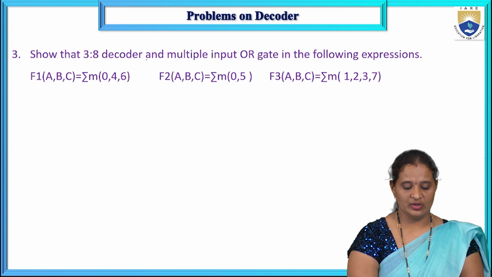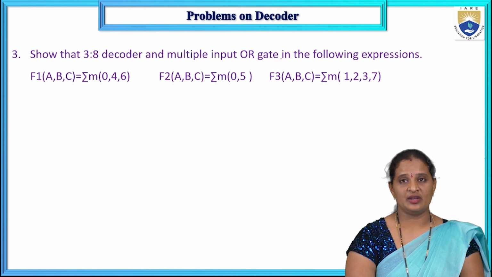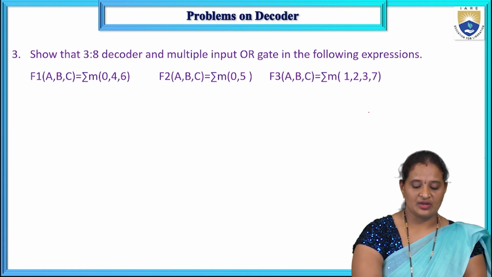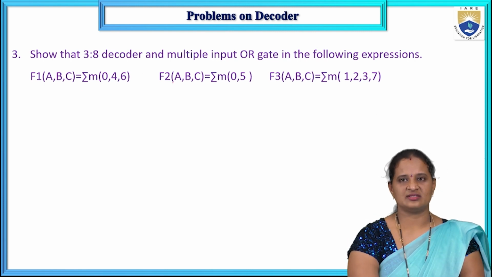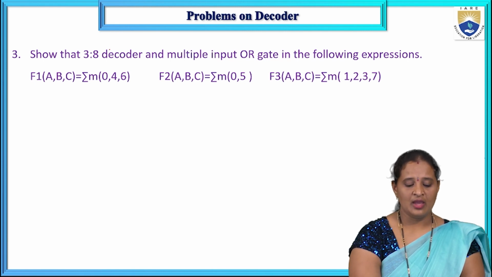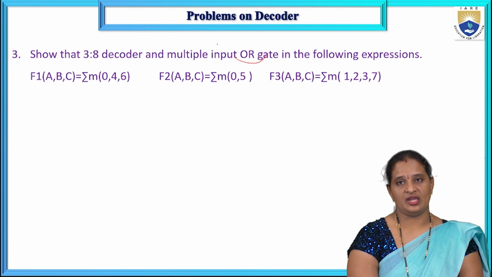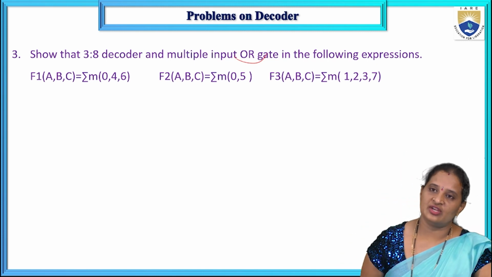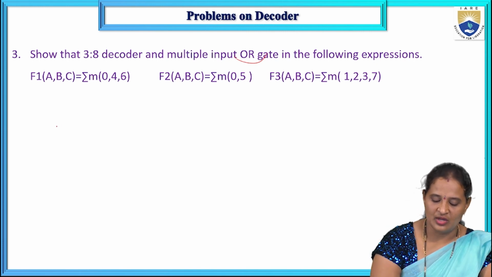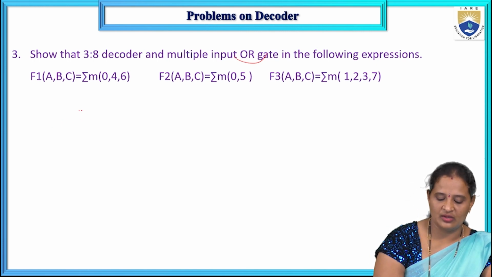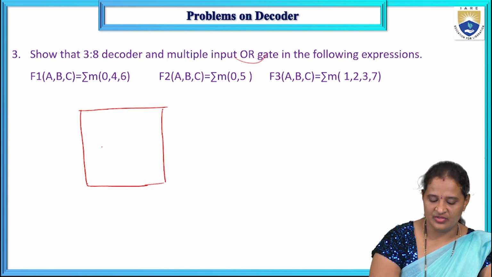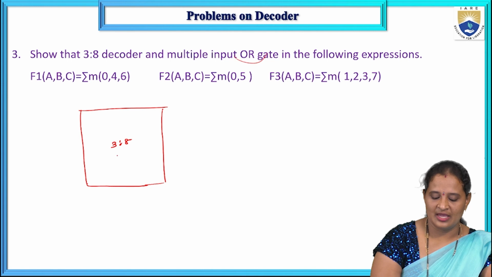Show that a 3 to 8 decoder and multiple input OR gate implement the following expressions. So indirectly he has asked that we have to implement the following Boolean functions using a 3 to 8 decoder and OR gates, with a single 3 to 8 decoder. As you all know, 3 to 8 decoder, what is the number of inputs here? We have 3 inputs and 8 outputs.